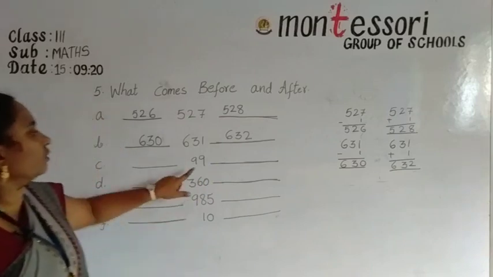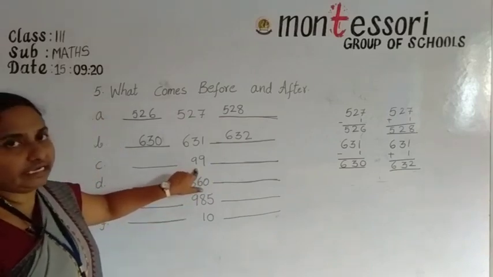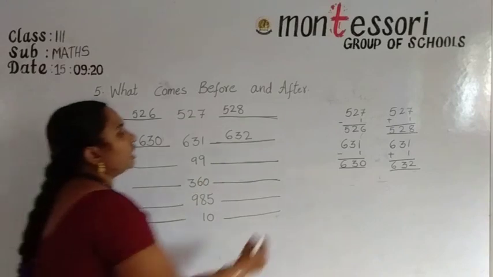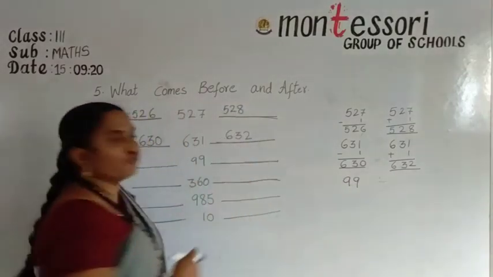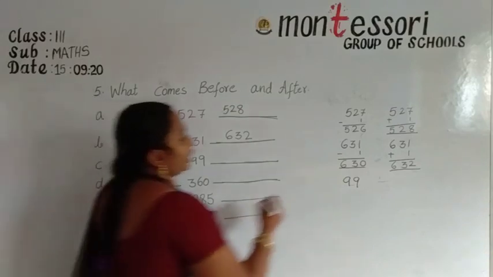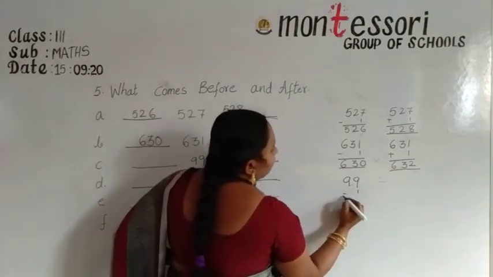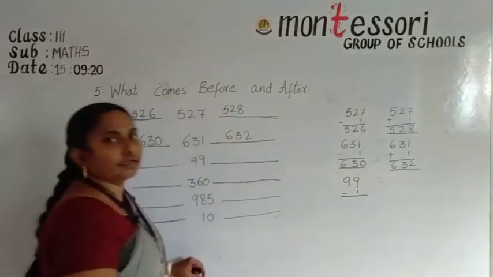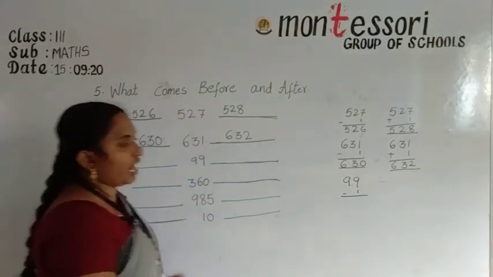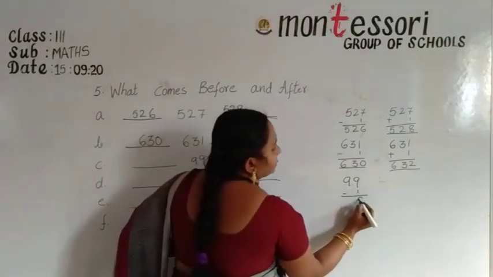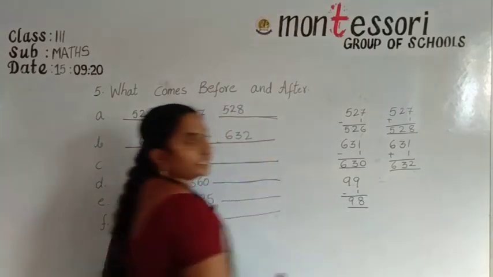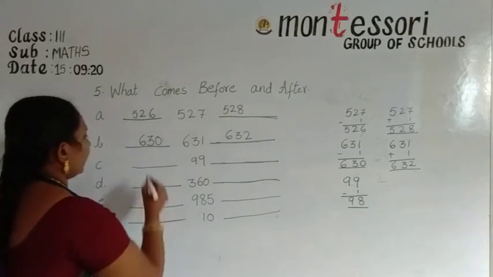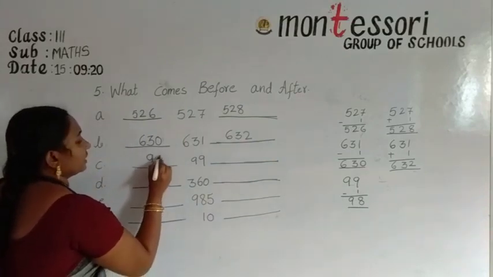Now what is the number given here? 99. Now we can find what is the number that comes before. What we can do here is subtraction with minus 1. 9 minus 1, 8. And again I am writing here 9. So what is the answer? 98. I am writing here 98.